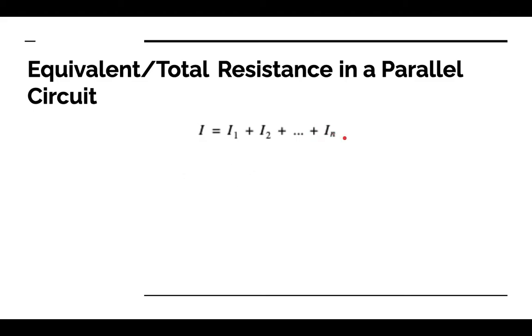So what we can do is replace this with Ohm's law, where we have the overall current is equal to the overall voltage divided by the equivalent resistance. And then we have the voltage in R1 divided by R1, and then the voltage in R2 divided by R2, so on and so forth. But because our voltage drops across each branch are the same, that means the voltage drop for each branch is going to be equal to the voltage drop for the battery.